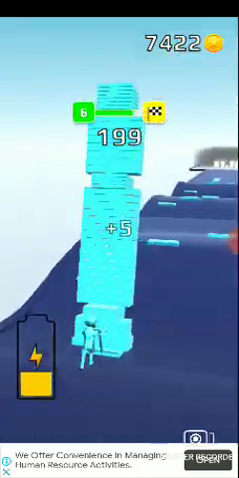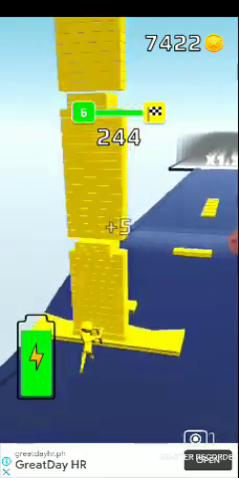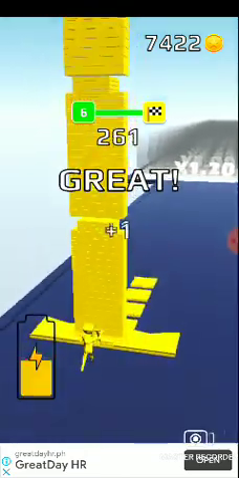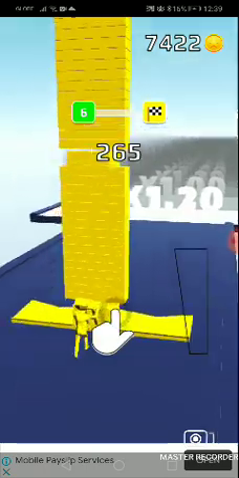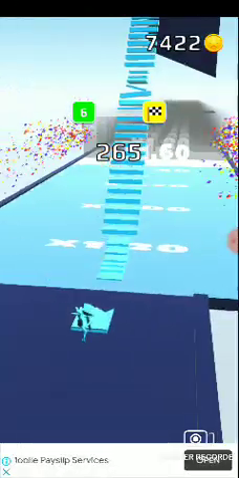Tell me in the comments, what does this battery mean? It's going up. Does that mean my phone battery is going up? No, what is doing that? I don't know. We gotta guess.